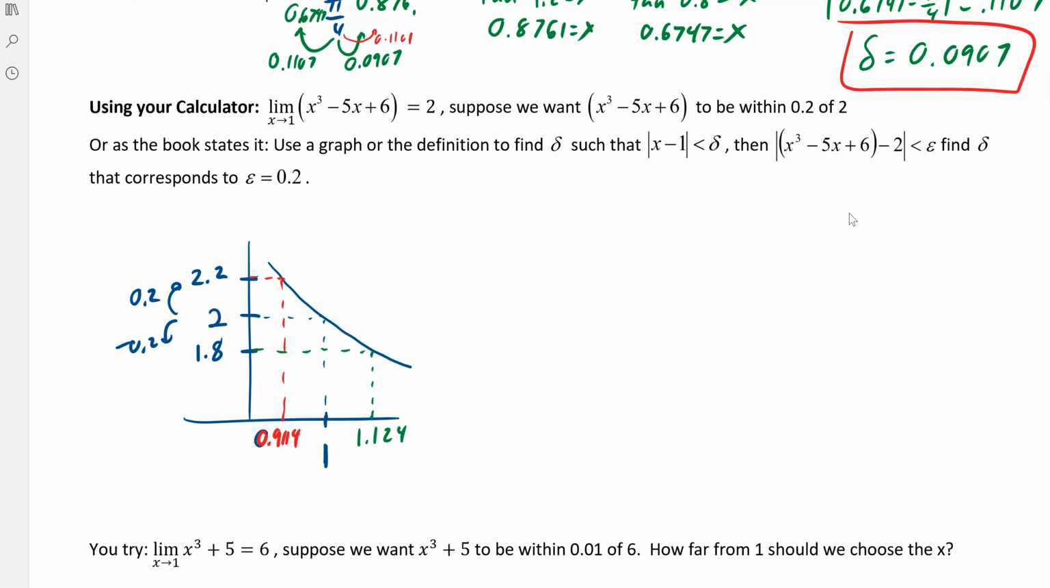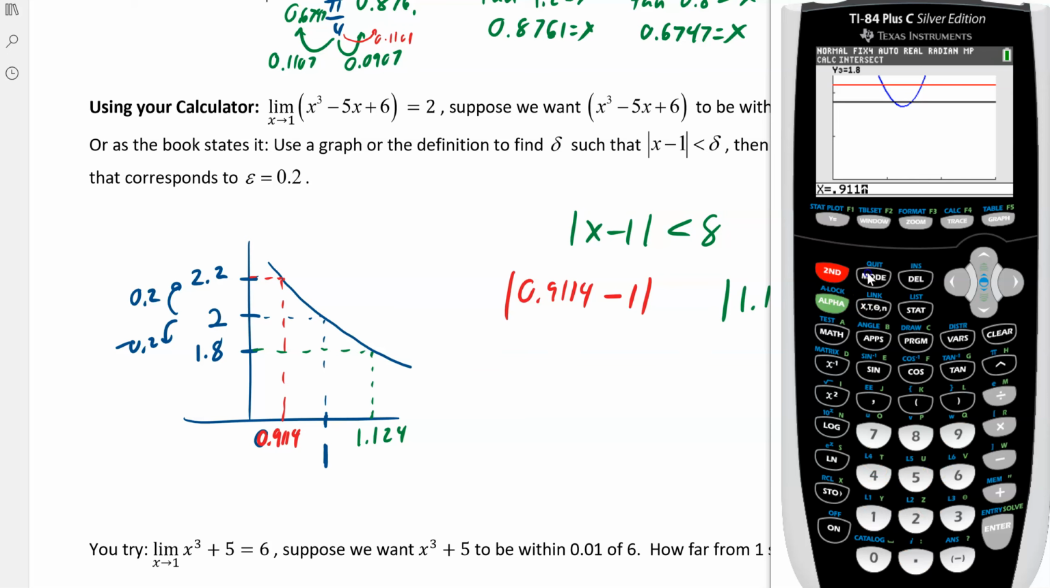So now remember, we do what we did before. So it's |x minus 1| is less than delta. So we're just plugging it in. 0.9114, let's put that one in red so it matches. 0.9114 minus 1, and that's going to give us a number. And then we're going to do the other one as well, 1.124 minus 1, and that'll give us a number as well.